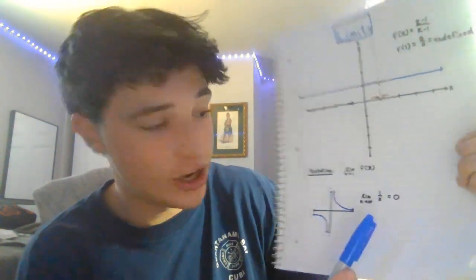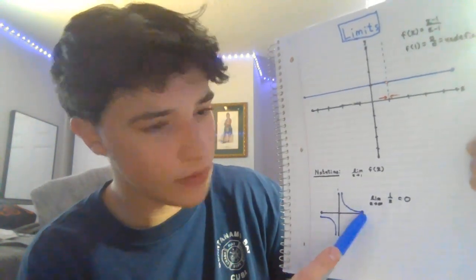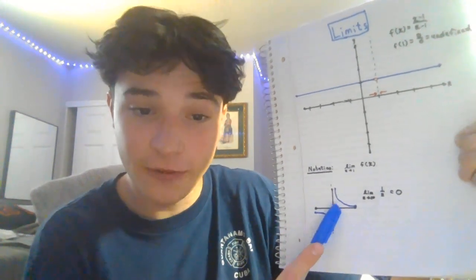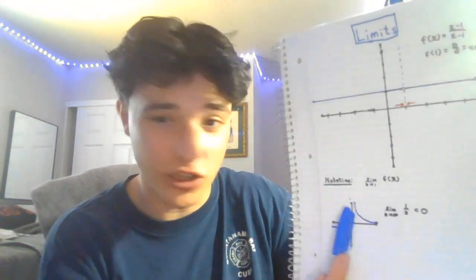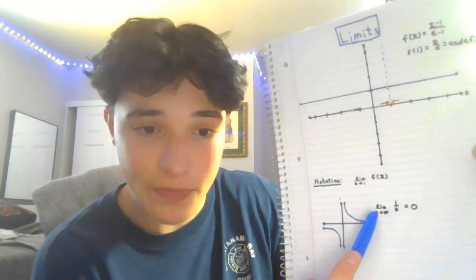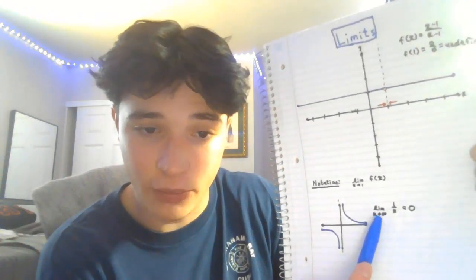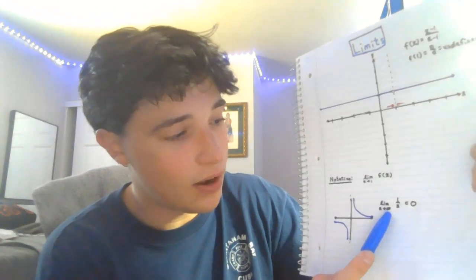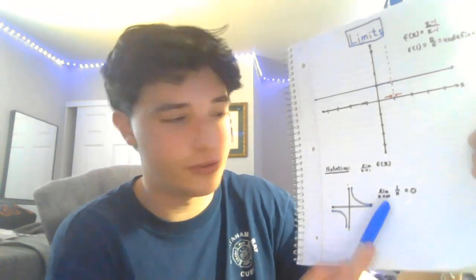So let's take this function here, 1 over x. Looks like this. Now these lines never actually quite reach the y-axis. So what you say is the limit of this function as it approaches infinity, that's what you say, the limit of the function as it approaches infinity.